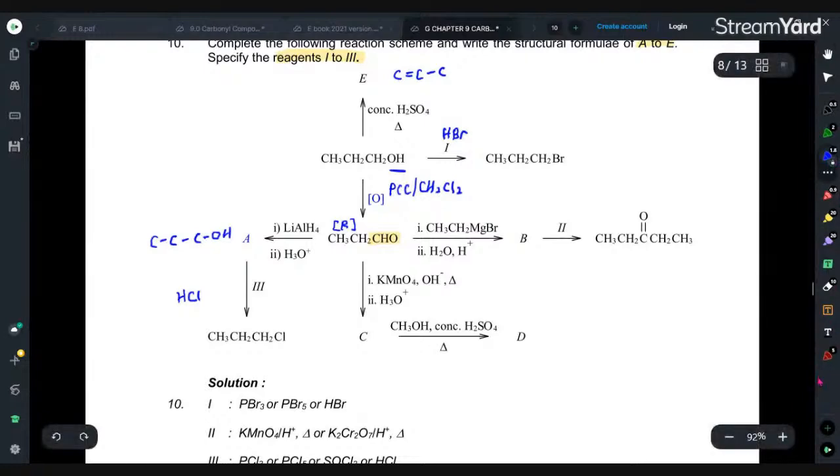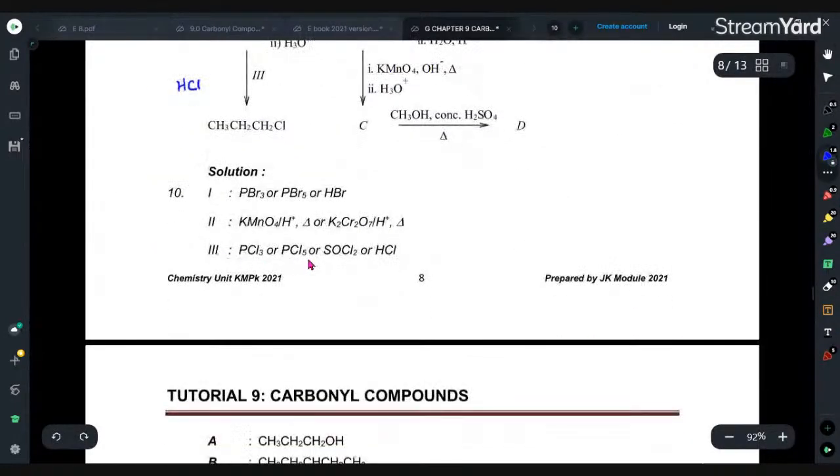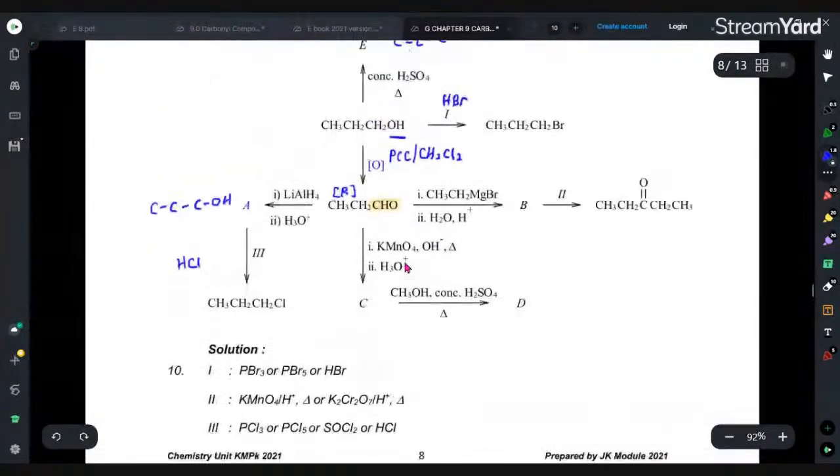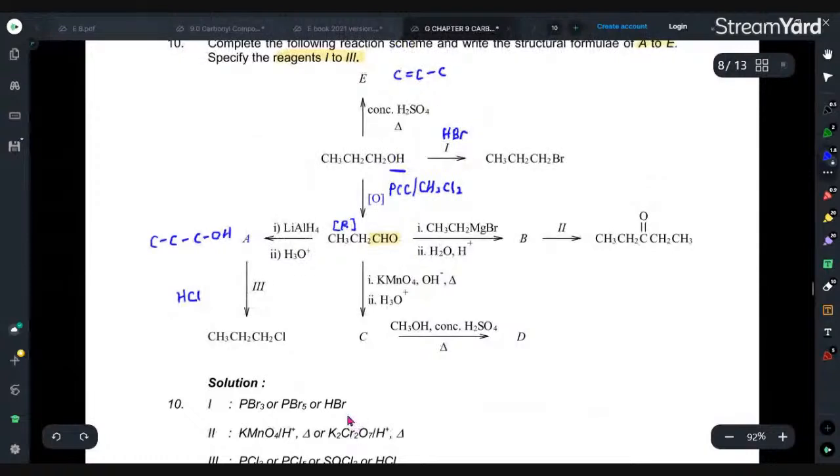Any can be PCl3, PCl5, SOCl2 also no problem. You check the answer? Yeah, right? PCl3, PCl5, SOCl2, HCl also can. And then for number 1, HBr, okay, can be PBr3, PBr5 as well. Okay, we check for number 2, where is the oxidizing agent?